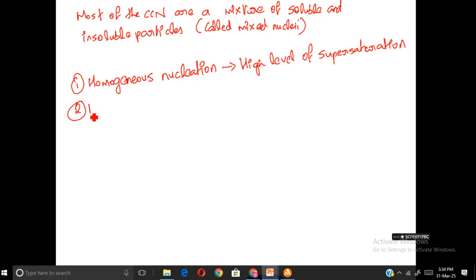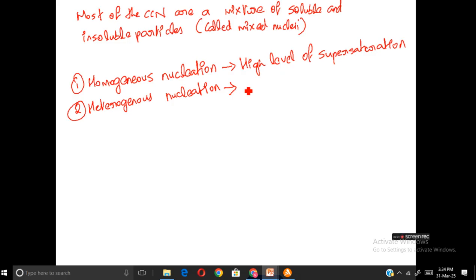Then we learned what is heterogeneous nucleation. In case of heterogeneous nucleation, water vapor molecules condense upon some particles which act as centers upon which the condensation can occur. So during heterogeneous nucleation, this is happening with the help of an external particle. It is not a pure water droplet, so there will be these small particles within the droplet.